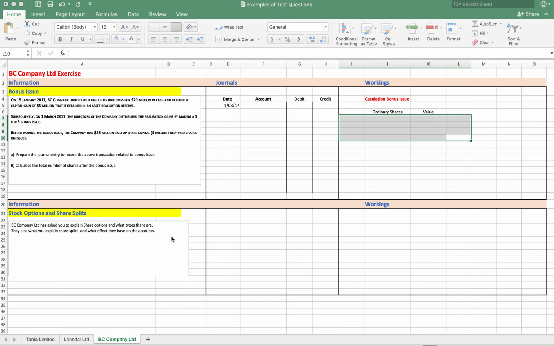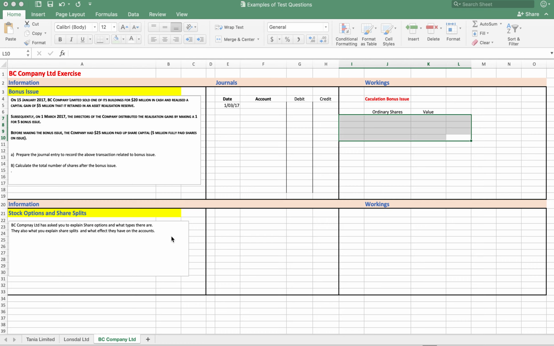Okay, so on the 15th of January, BC Company Limited sold one of its buildings for $20 million in cash and realised a capital gain of $5 million. So it would have been in the books at 15. They've sold it, they got 20. So that $5 million would be a realised asset revaluation. So they've realised the gain, a capital gain, right?